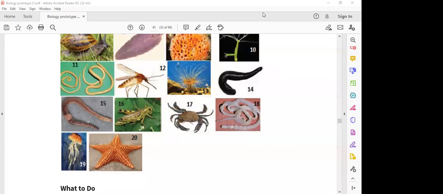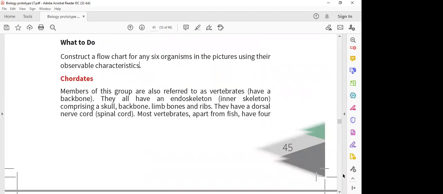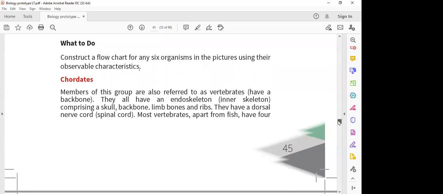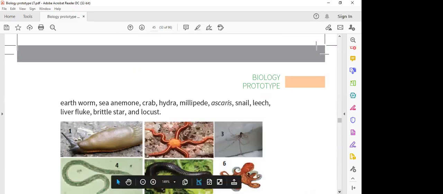Teacher, please, which page is the exercise in the learner's guide? Actually, what I'm sharing with you is the learner's guide, and it's page 45. Okay, thank you, teacher. Welcome. What I'm sharing is the learner's guide, not the teacher's guide, because I'm dealing with you.